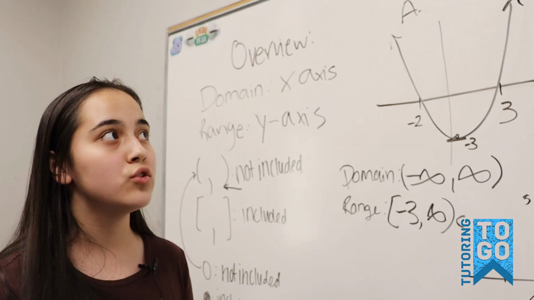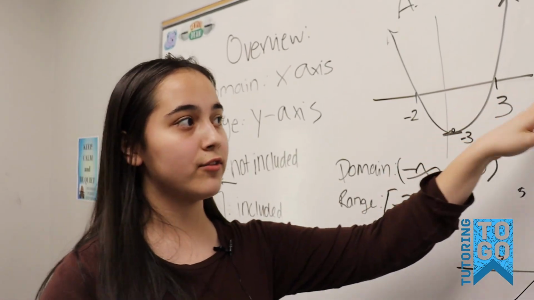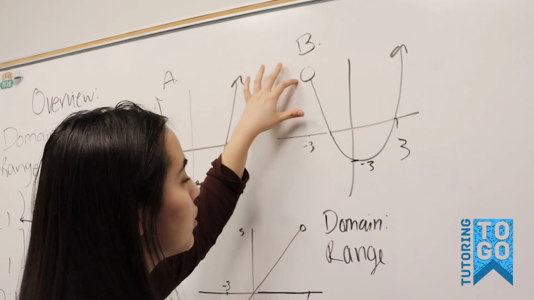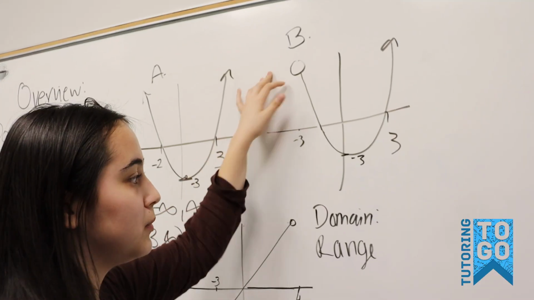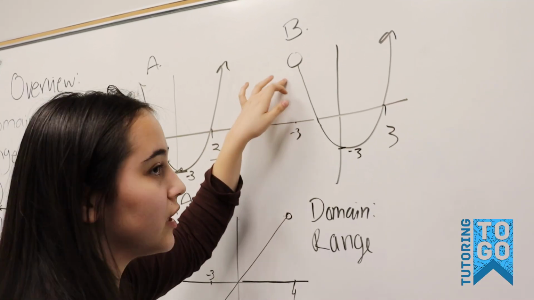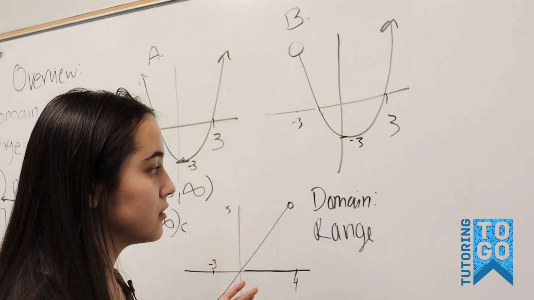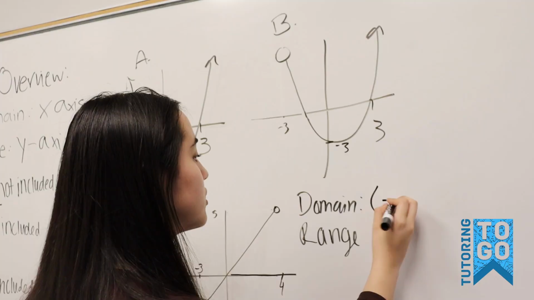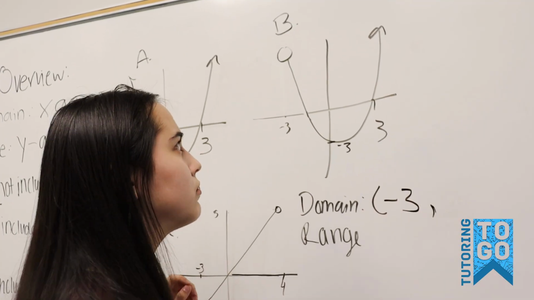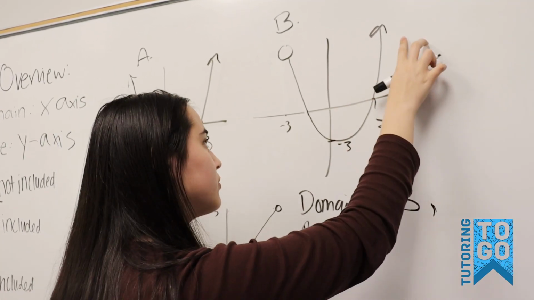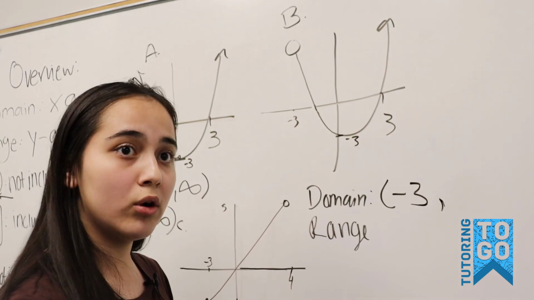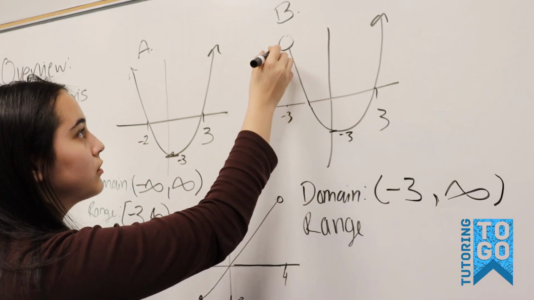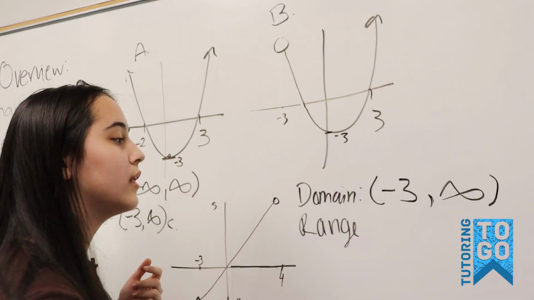Now we're going to move on to something a little bit different for graph B. Okay, now this point right here is an open dot, meaning this -3 point right here is not included for the x-axis. So for the domain, the lowest x value is going to be -3. But right here, for the highest x value, it just keeps on going. So it'll be -3 to infinity. -3 from here, infinity because of this arrow right there.